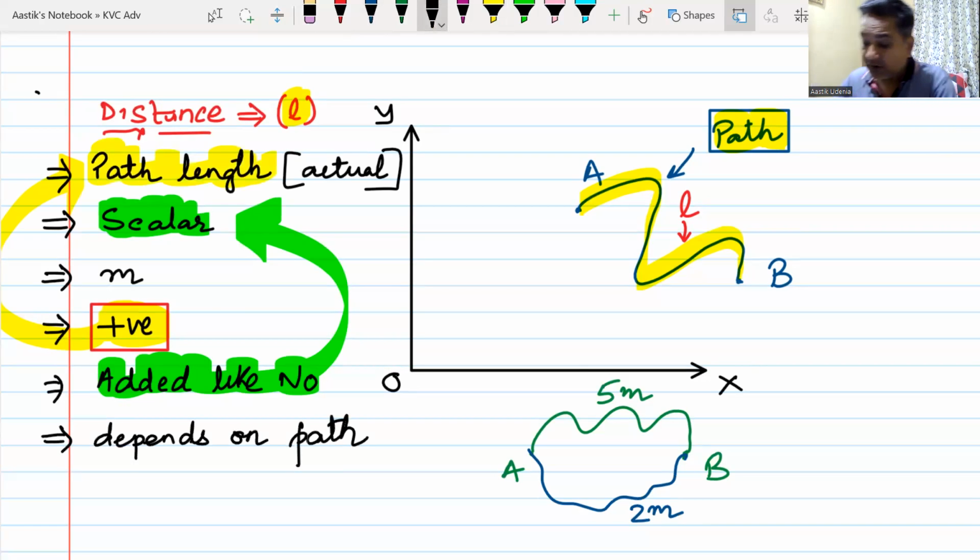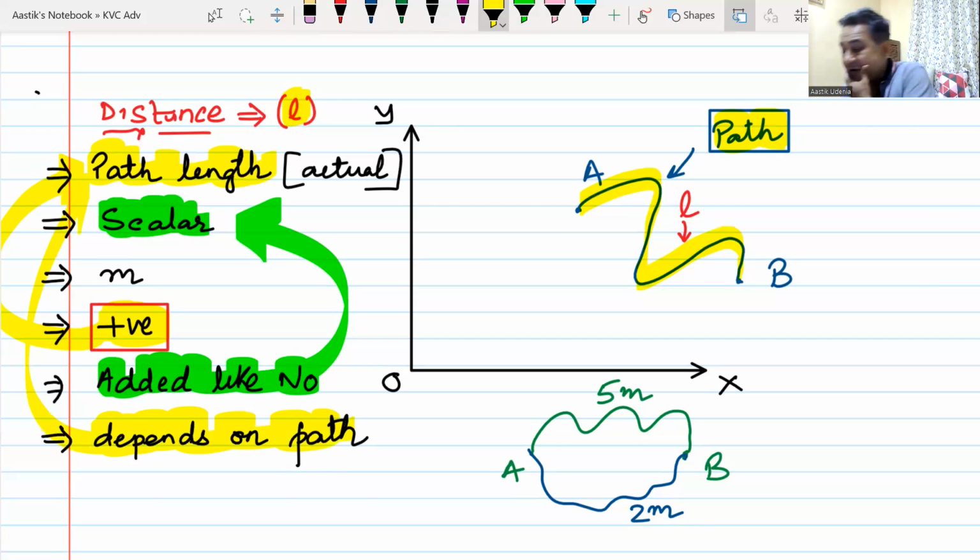It depends on the path for the simple reason that it is path length and therefore it has to depend on the path. If I go in one path, the distance would be different. If I go in another path, the distance could be different. Do we understand this? Yes, sir. Yes or no? Yes, sir. Can I have raised hands from everyone that we understand this?